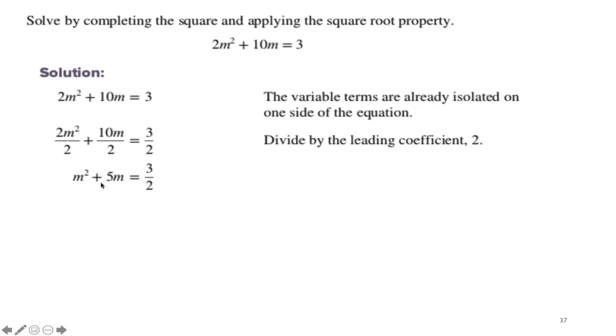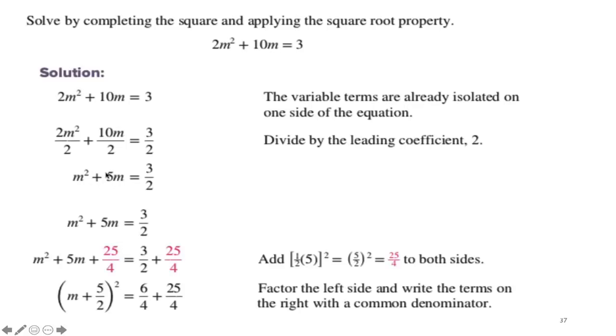Okay, now take the middle term, divide by 2, and square the result. So 5 divided by 2, squared, is (5/2) squared, which is 25 over 4. This term is what I need to make this into a perfect square, so I add it to both sides of this equation.